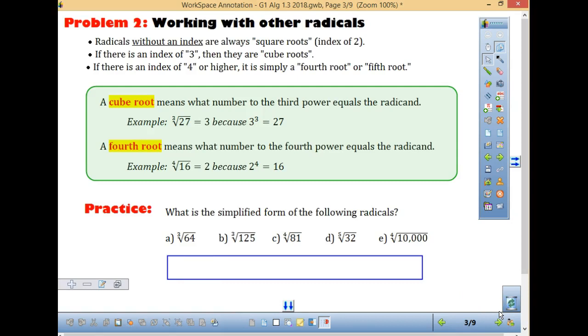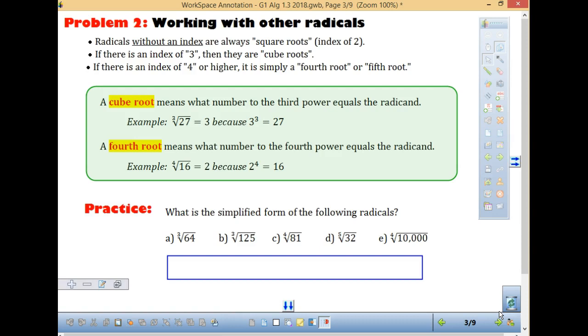It says radicals without an index are always square roots, meaning it's a 2. If there is an index of 3, we are finding cube roots. If the index is 4 or higher, we are finding the 4th root or 5th root. A cube root means that a number to the 3rd power equals that radicand. Example: the cube root of 27 is 3 because 3 to the 3rd equals 27.